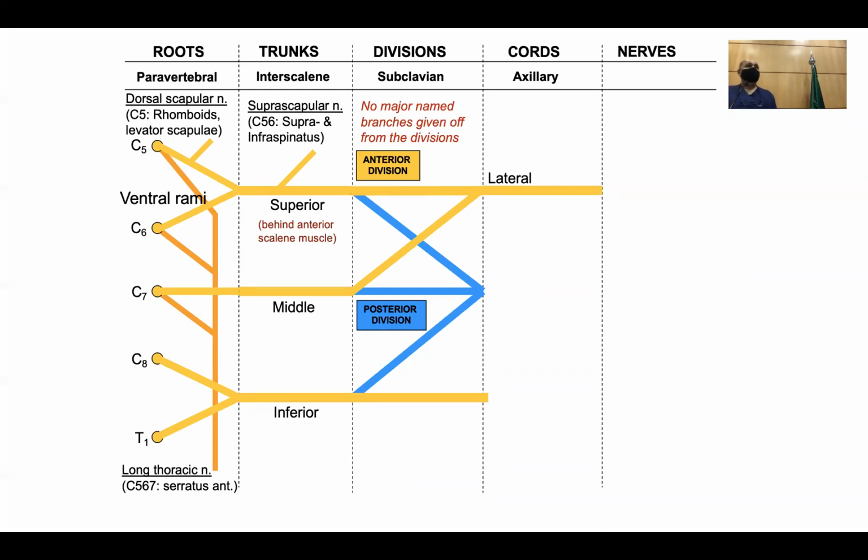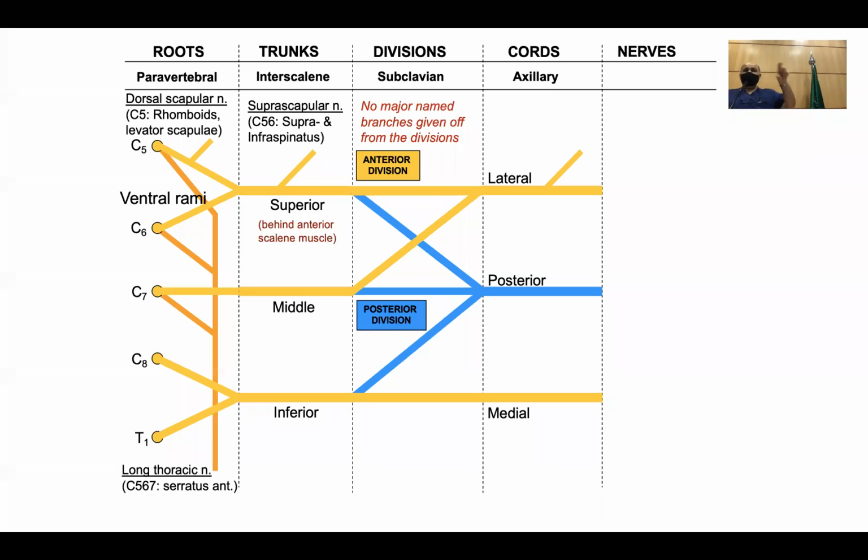Why is it lateral? Because it's lateral to somebody. And then this will become my medial cord. Why is it medial? Because it's medial to somebody. And this will become my posterior cord. Why is it posterior? Because it's on the back of someone. Who is this someone? That is my axillary artery.